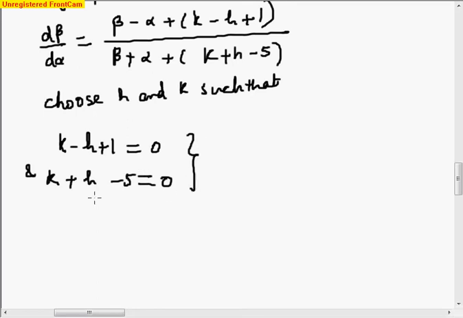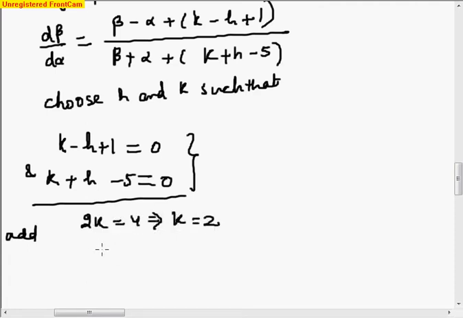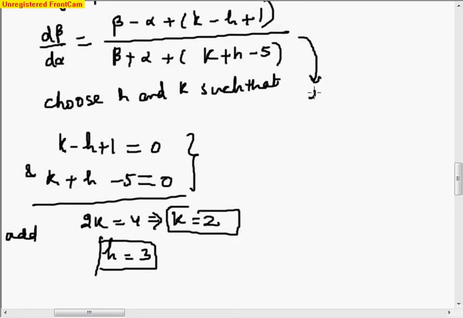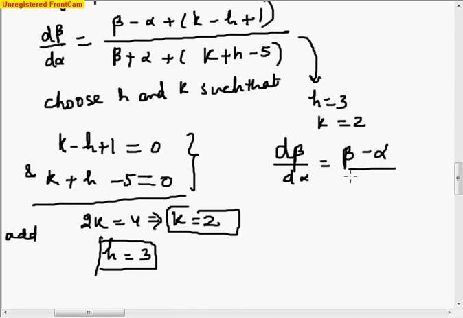Solve these two equations. You can add these two equations, you will get 2k is equal to 4, which implies k is equal to 2, right? And then h is 3. These are the values I get. Put h is equal to 3 and k is equal to 2 in this equation. You will get d beta by d alpha is equal to (beta minus alpha) upon (beta plus alpha). Now I can solve this equation.